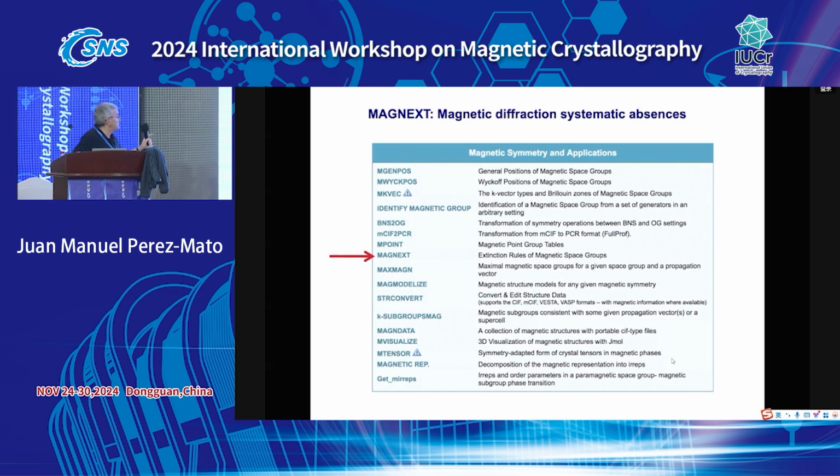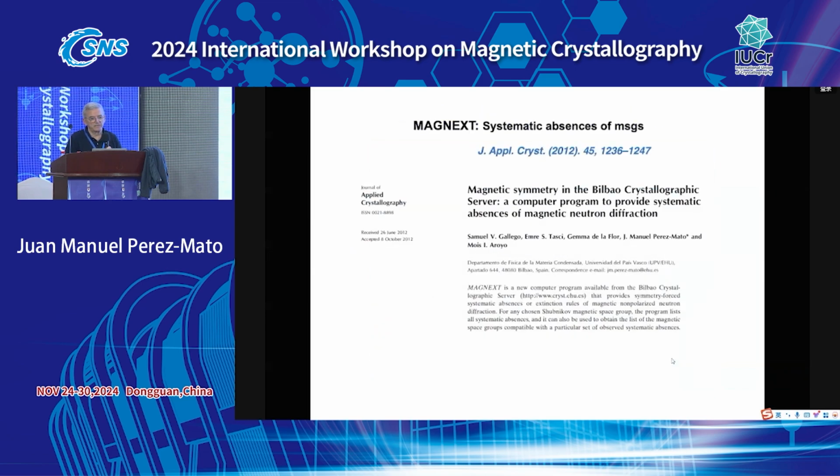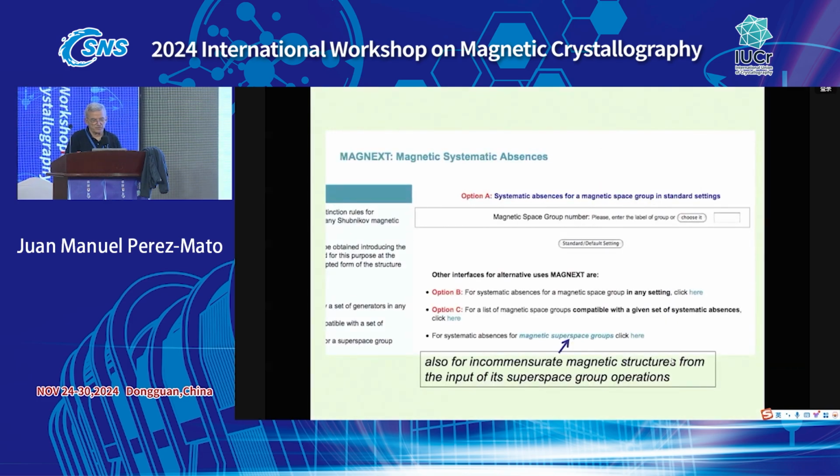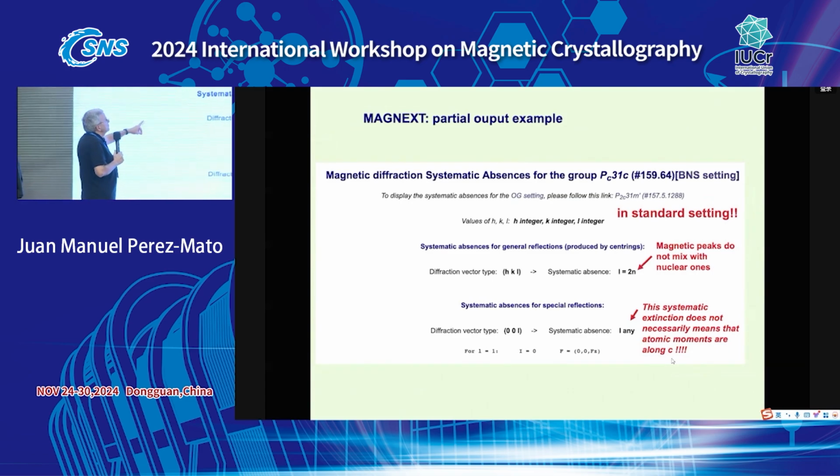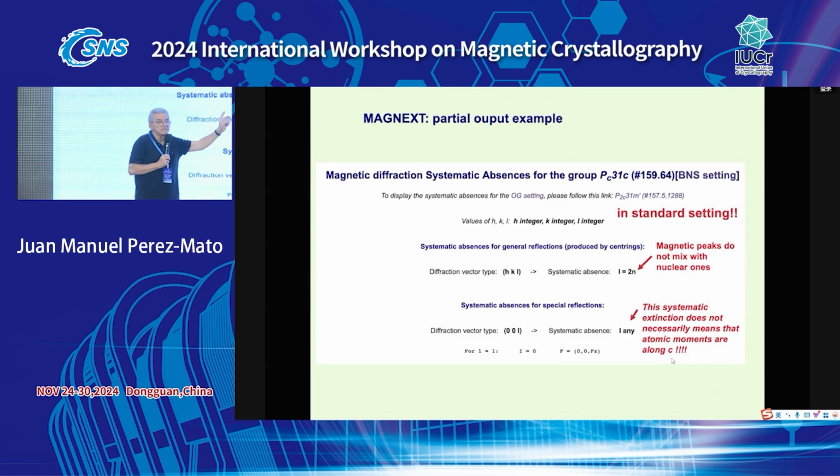There are other programs that I mentioned, MagNest for extinction rules in diffraction, which again, if you are interested in this program and its applications, I recommend that you read this paper from 2012, where it is explained in detail. It can be used also for incommensurate structures, if you know the superspace group. And I want to stress this program because I show you here the one that we have used for this example, okay?